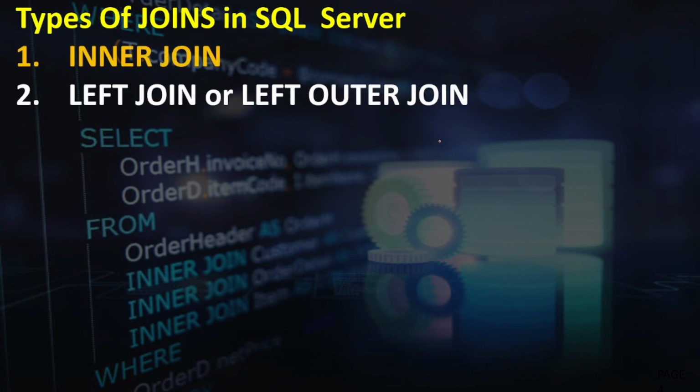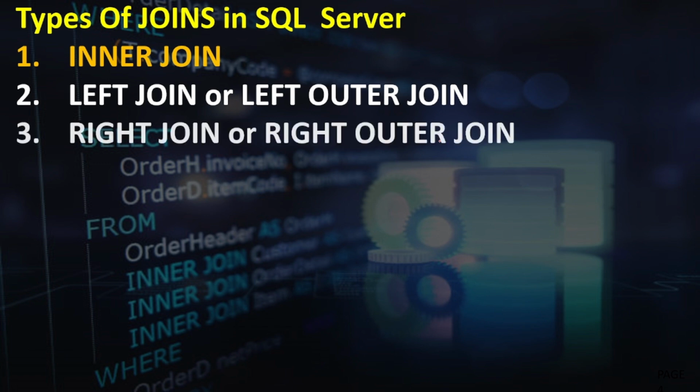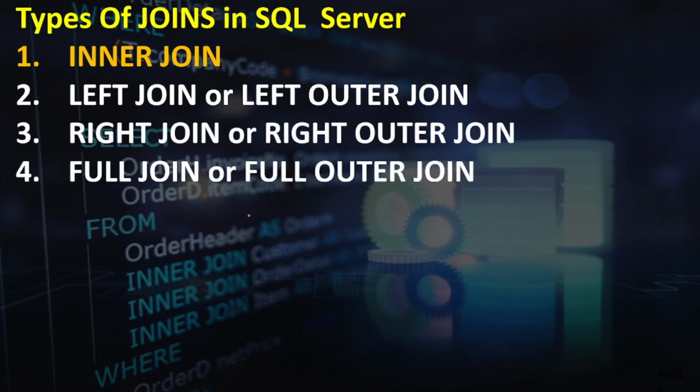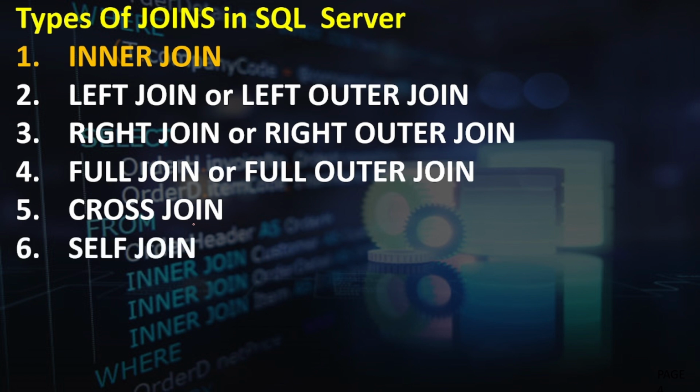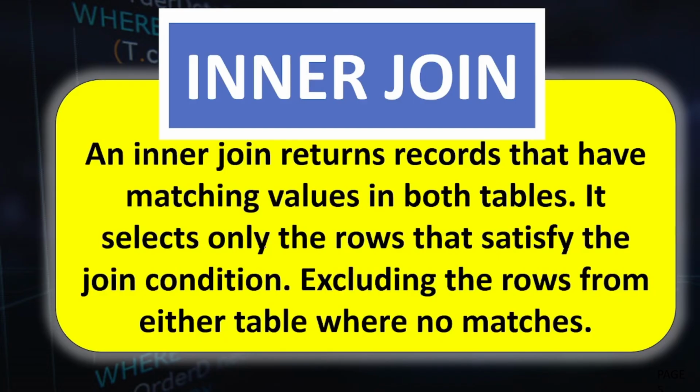We have different types of joins. We have inner join, left outer join or left join, right outer join or right join, full join or full outer join. We have cross join, and we have self join. In this episode, I'm going to focus only on inner join, and likewise in coming episodes we would be covering all the joins one by one.